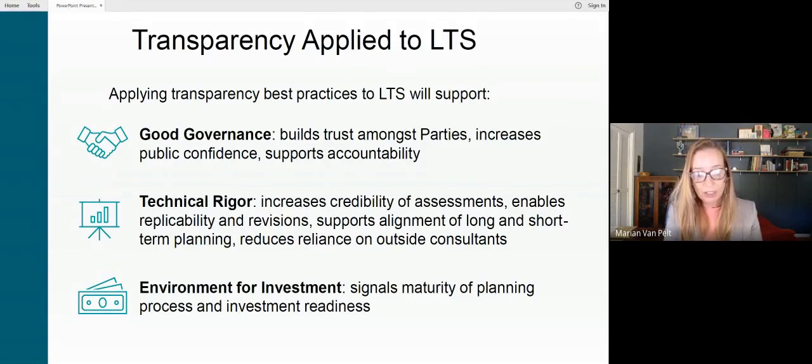It allows your peers, whether that's within the ministries or perhaps the consultant teams, to replicate the results so that each time an update is created, the information on which that update can be built is clearly documented and can be leveraged to make improvements for future reporting. It also provides for alignment across the short-term and the long-term planning documents to ensure that there's comparable information, assumptions, and decisions being made among longer-term and shorter-term strategies, such as your NDC. And it also may increase the environment for investment by demonstrating the maturity of your planning process and investment readiness of your decisions.